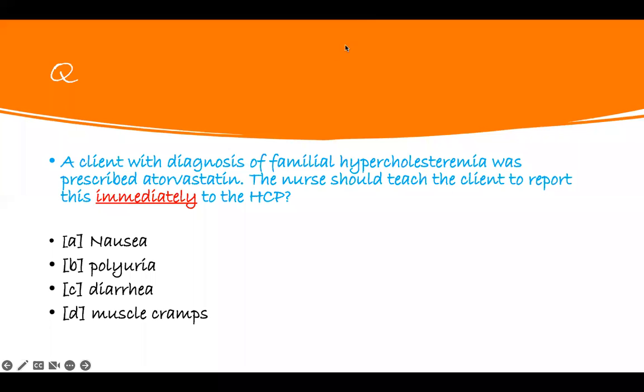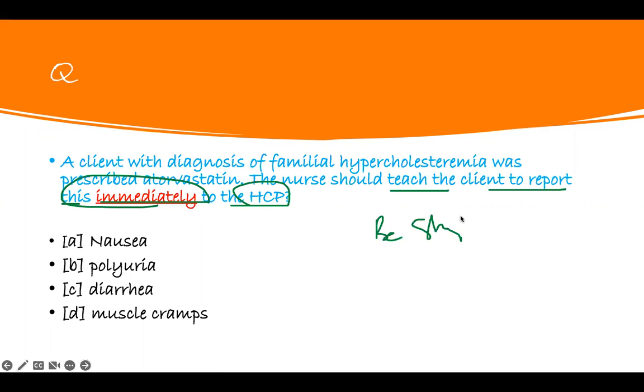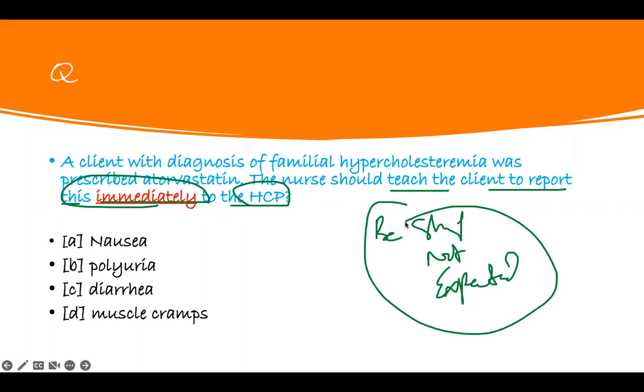So let's try some questions as usual. So the nurse should teach the client to report this immediately to the healthcare provider, okay? Prioritization question. Be sharp, not expected. Watch my prioritization video. This is the key for all prioritization questions. A client with a diagnosis of familial hypercholesterolemia was prescribed atorvastatin. So he was prescribed a statin. Which one is a priority?